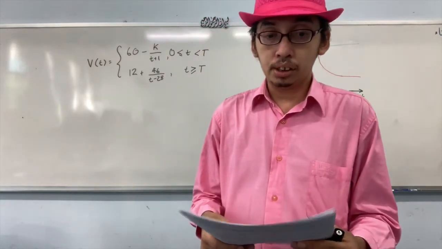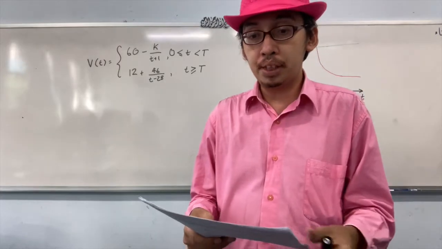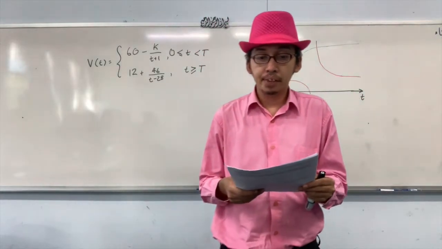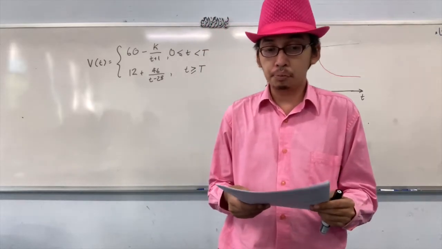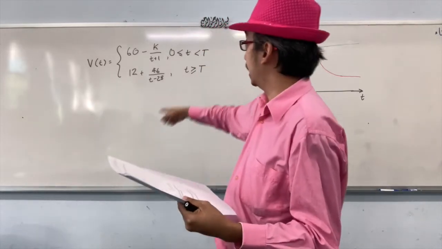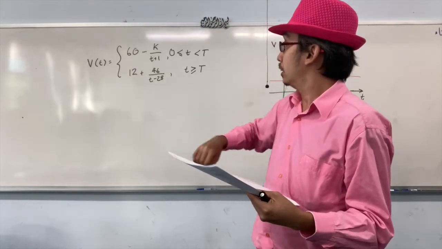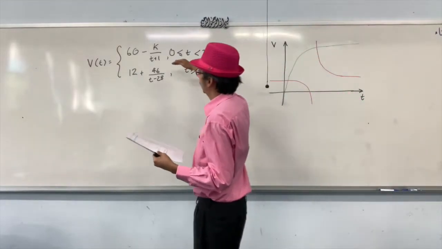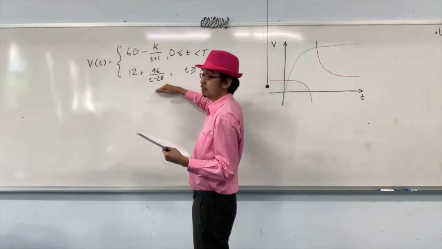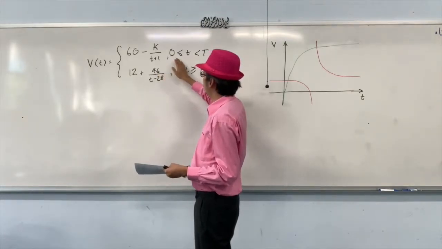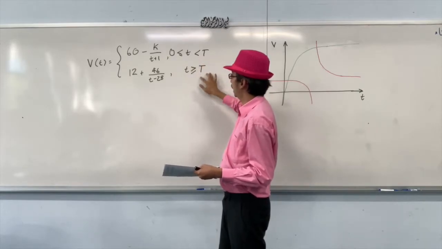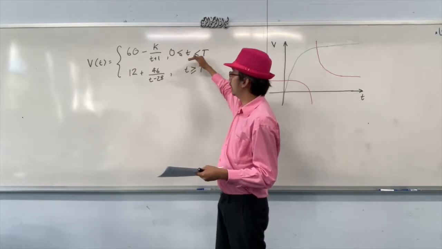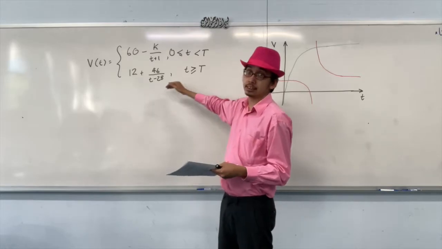The question goes: the downward speed v in meters per second of a skydiver t seconds after a jump from a plane is modeled by the piecewise function given as such. So there are two parts, this earlier part and then the second part. The domain is not explicitly given. It's given as capital T, so we don't know when this stops and this starts.